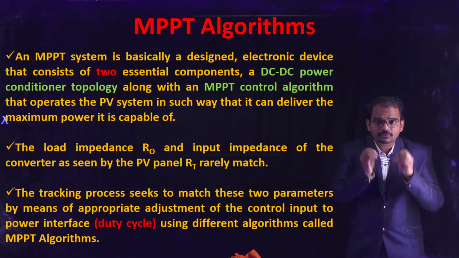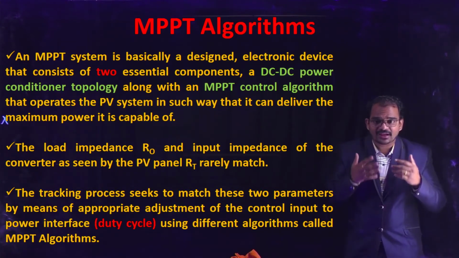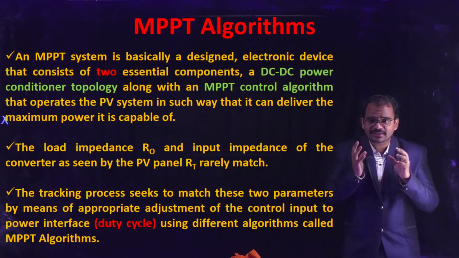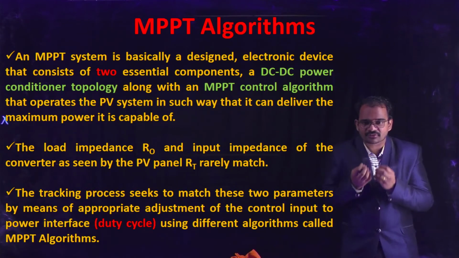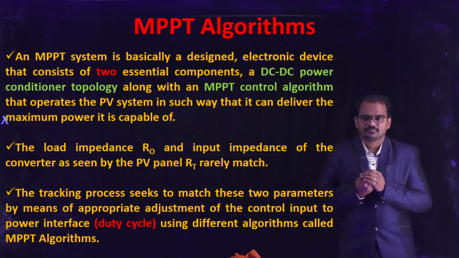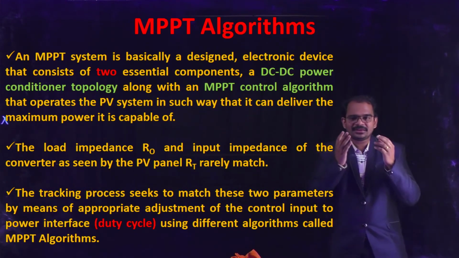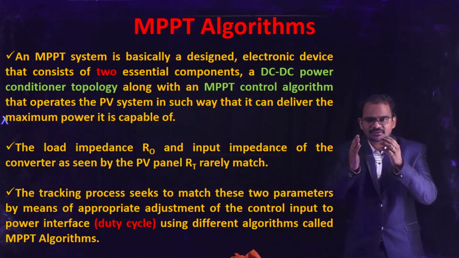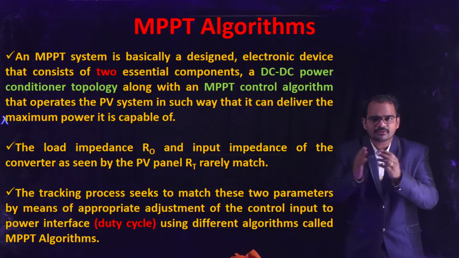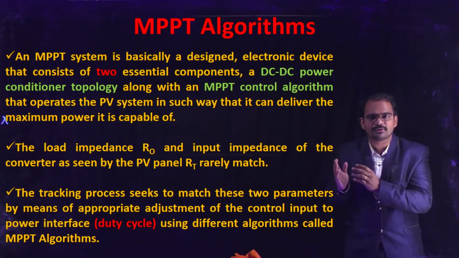So the tracking process seeks to match these two parameters R0 and RT by means of appropriate adjustment of the control input, that is the duty cycle, to the power interface, which is a DC to DC converter, with different algorithms called MPPT algorithms. And this MPPT algorithm will be utilized to change the value of the control input which is feeding the power interface, in order to keep the value of RT constant always, so that maximum power is always drawn from the PV module.